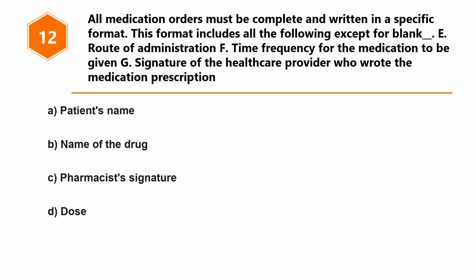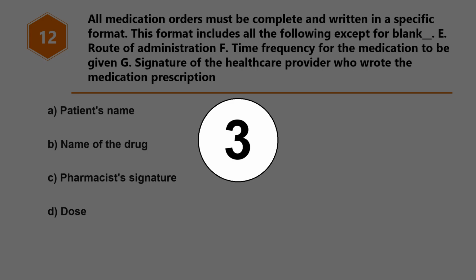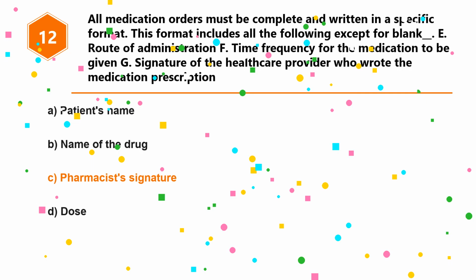Question 12. All medication orders must be complete and written in a specific format. This format includes all the following except for blank. E. Route of administration. F. Time frequency for the medication to be given. G. Signature of the healthcare provider who wrote the medication prescription. Option A. Patient's name. Option B. Name of the drug. Option C. Pharmacist's signature. Option D. Dose. The correct answer is option C.